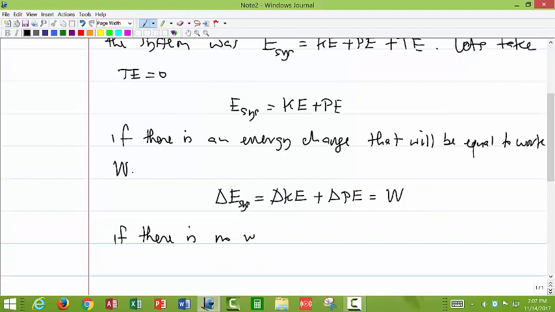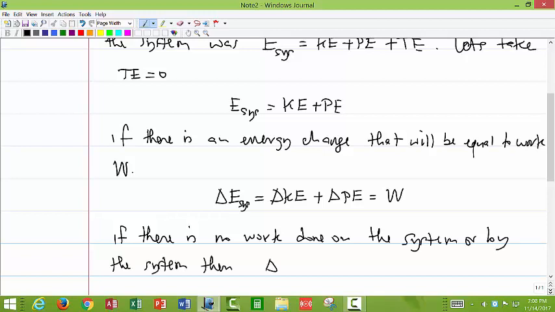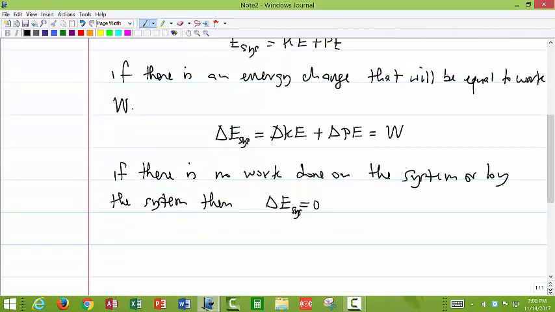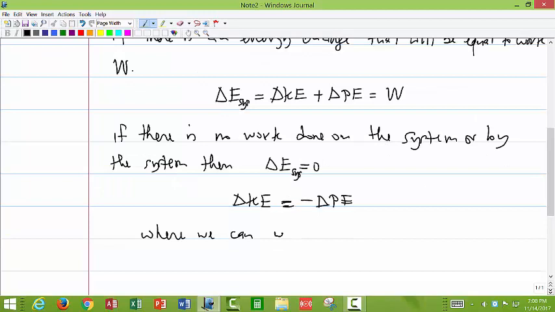If there is no work done on the system or by the system, then change in energy of the system should be equal to 0. So what that means is that a change in kinetic energy should be equal to minus change in potential energy, where we can write change in potential energy as delta U. Okay, so we can say that change in kinetic energy should be equal to minus delta U.